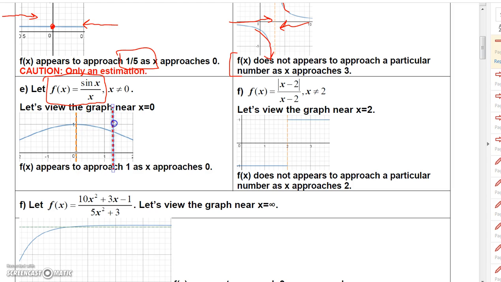You can't really see it. Let me move this line there. You can see the 1. And so as you approach 0 from either side, the y value appears to be approaching 1.